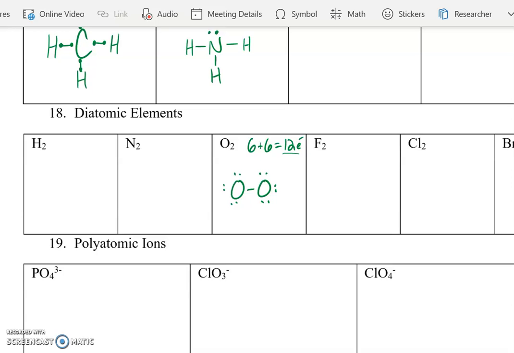So instead of having just a single bond, I'm going to draw a double bond. So these oxygens are now sharing 4 electrons with each other. By doing that, I can now erase a lone pair of electrons on each oxygen. Now each oxygen still is satisfied through the octet rule. 2, 4, 6, 8, 2, 4, 6, 8. We've only drawn 12 electrons total, so oxygen, O2, has a double bond.